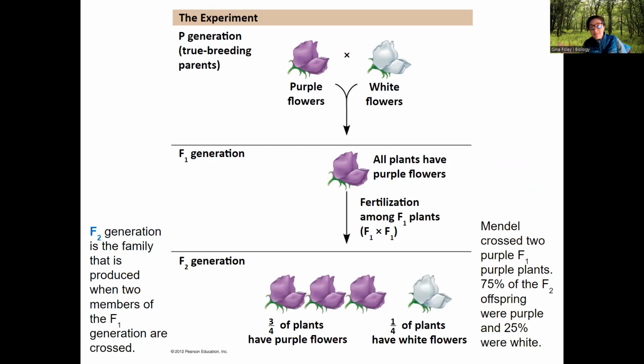Wow. I'll show you how that happens in a minute. But what happens is, and this is predictable. That's why genetics is so interesting, because there's predictable patterns. And he got 75% purple and 25% white flowers in the next generation.